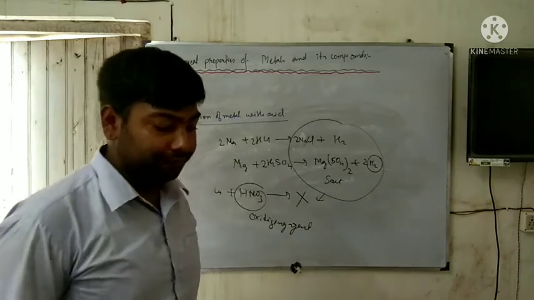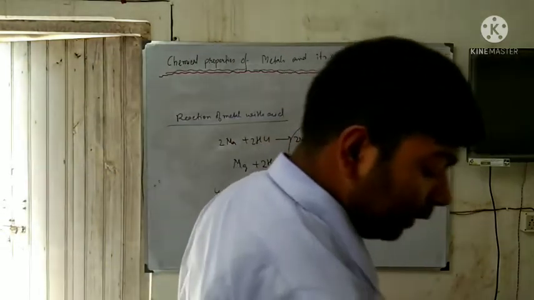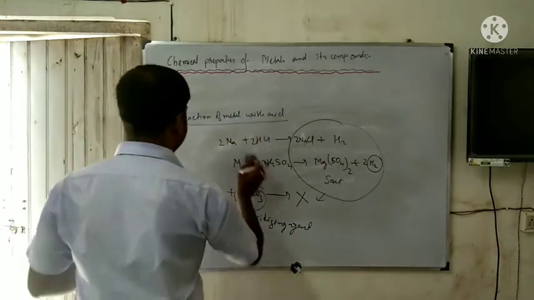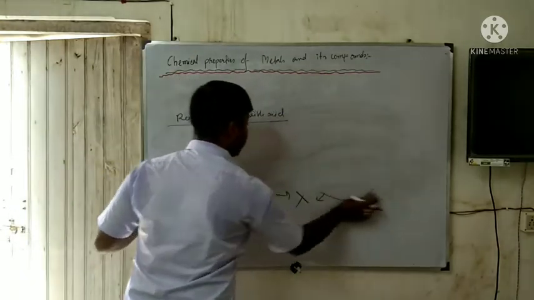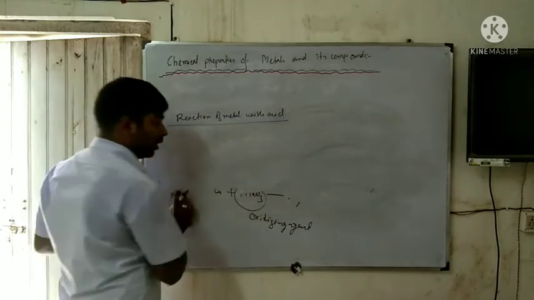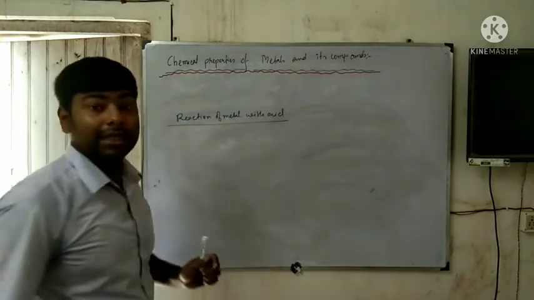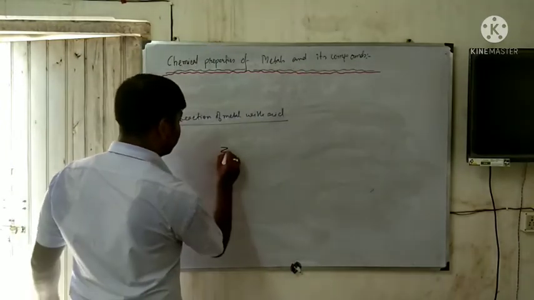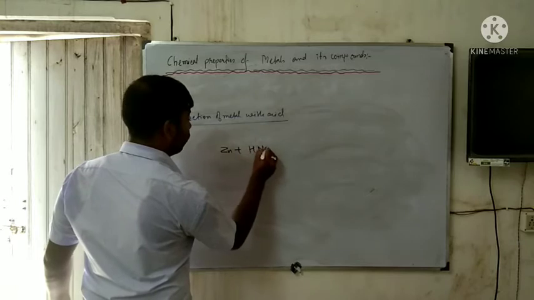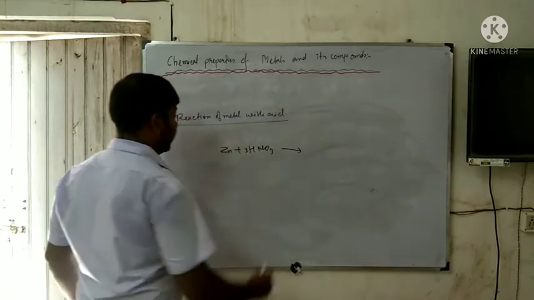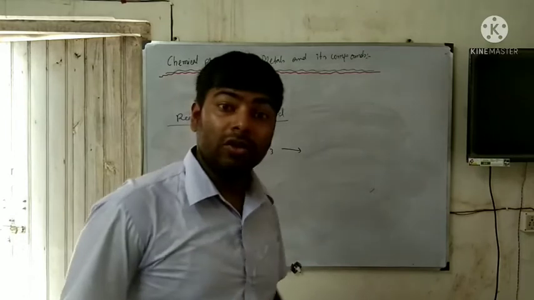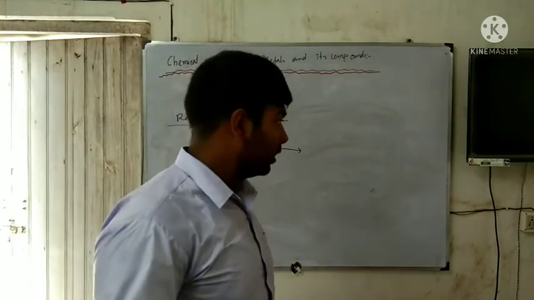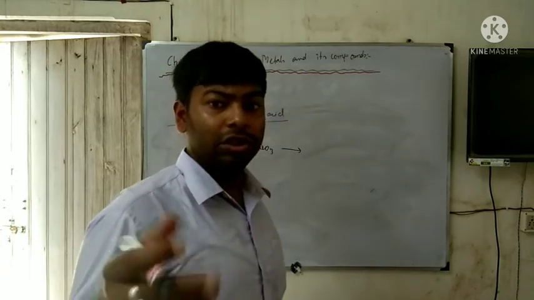Okay, so similarly, if we see zinc, for the zinc I am writing the ratio between zinc and nitric acid, just as I wrote the ratio between copper and nitric acid. So when zinc reacts with HNO3, zinc is also a metal, nitric acid is also an acid, so it should react to form, you can say, salt and hydrogen gas, which is usual.